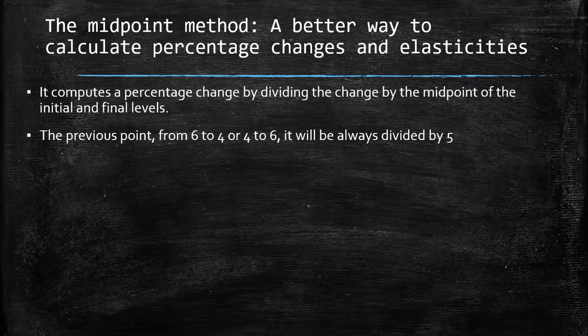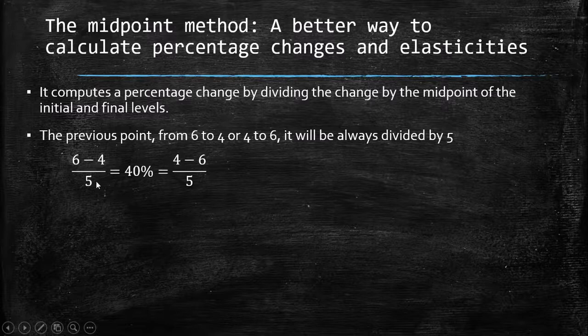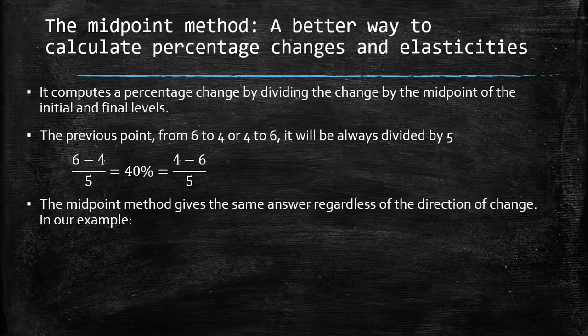So for example, in the previous point, from 6 to 4 or 4 to 6, in this case it is always going to be divided by 5. So we have here 6 minus 4 over 5, which is 40%, and 4 minus 6 over 5. We avoid the negative, we just focus on positive numbers, so we have a 40% change, okay, which is what really matters, the change. So in this case, we see here how the midpoint avoids this problem. So the midpoint method gives the same answer regardless of the direction of change.